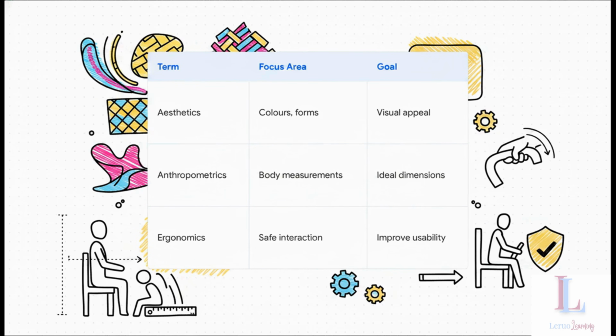First, aesthetics. This is purely about visual appeal: the colors, the textures, the overall styling of the machine. Next is anthropometrics, which is strictly data-driven. It is the study of average human body measurements to determine things like ideal handle heights, seat depths, or lever angles. And lastly, ergonomics. Ergonomics takes all that raw anthropometric data and applies it to design for efficient, safe human interaction. The main goal here: preventing injury and improving usability.